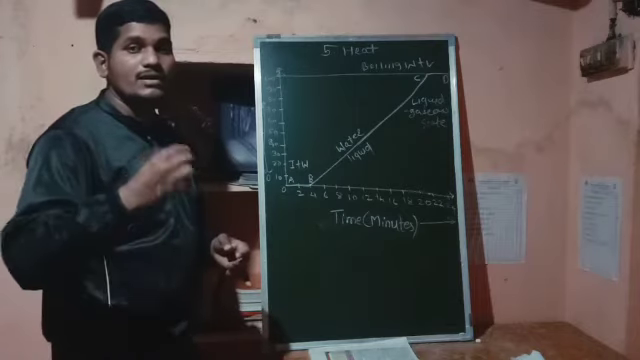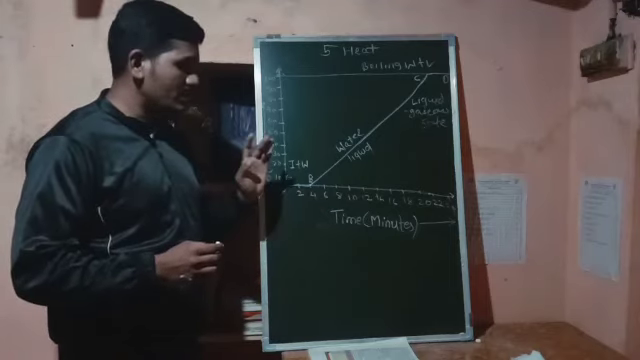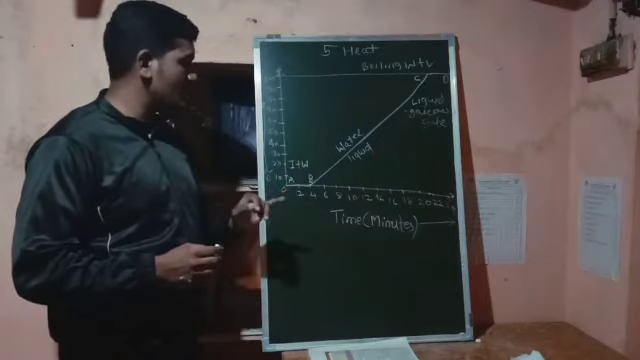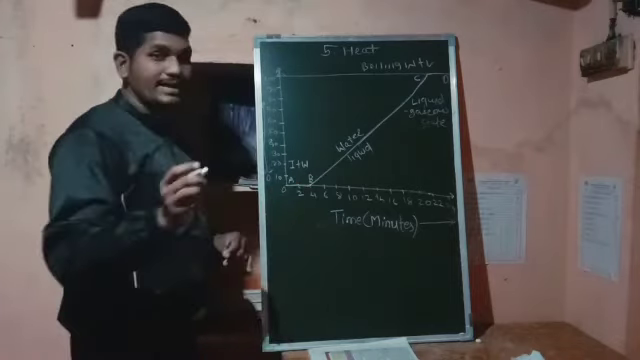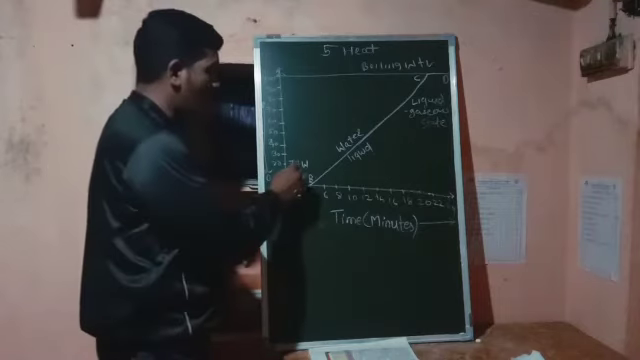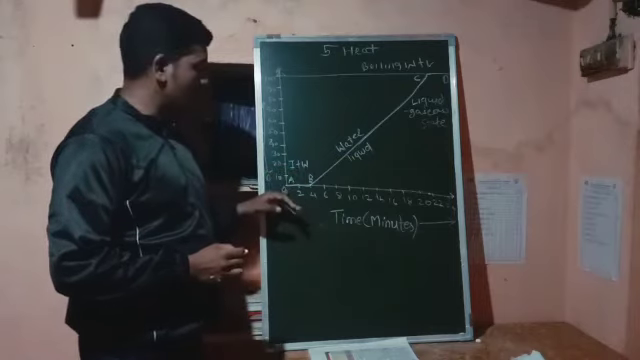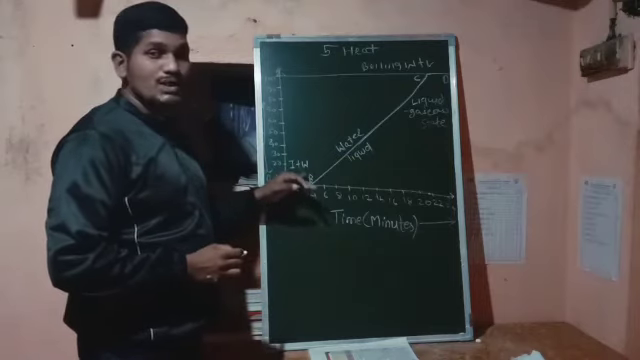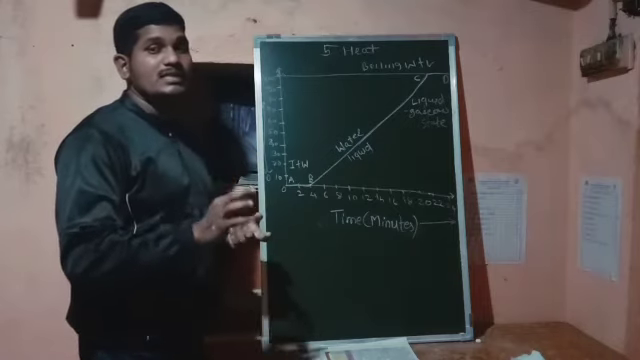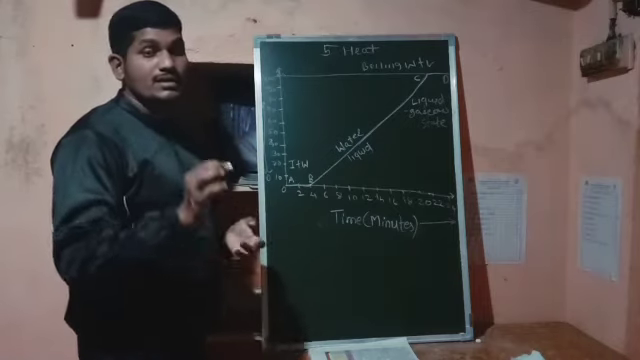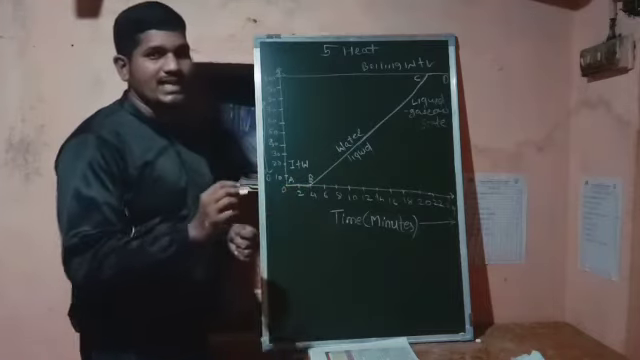The temperature continues to be at 0 degree Celsius up to 4 minutes. Up to 4 minutes you can see here, this is the point A to B, and at this stage the state will be ice plus water. At 0 degree Celsius there will be ice plus water, that is the initial mixture of ice plus water as we have taken, it has remained as it is. This is what A to B indicates.